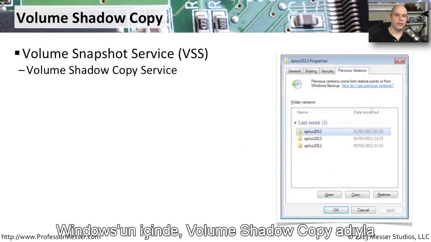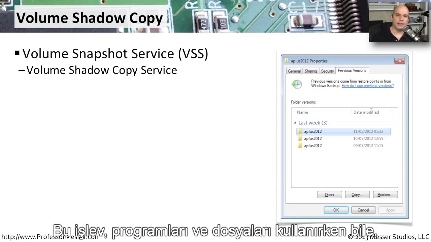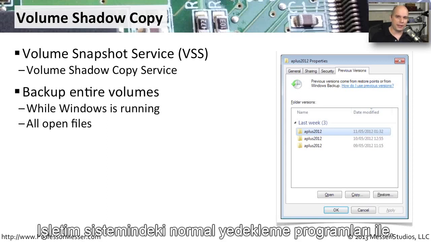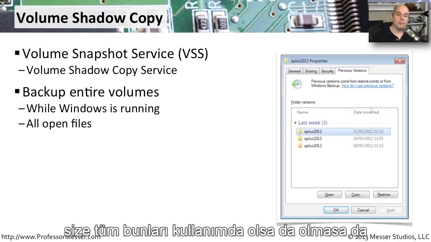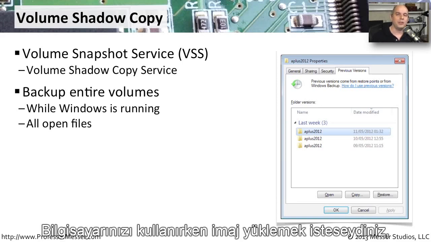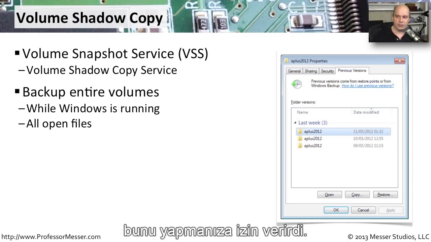There's a feature inside of Windows that you may have used called Volume Shadow Copy, and you may not have even realized you're taking advantage of it. This is a functionality that allows you to back up data on your system even though you're using the programs and have the files open. With normal backup programs in the operating system, you can't usually back up files that are in use, but the Volume Shadow Copy is a functionality within Windows that allows you to back those up whether they're in use or not. If you wanted to image your computer while you were using it, the Volume Shadow Copy service, or VSS, is what allows you to do that.